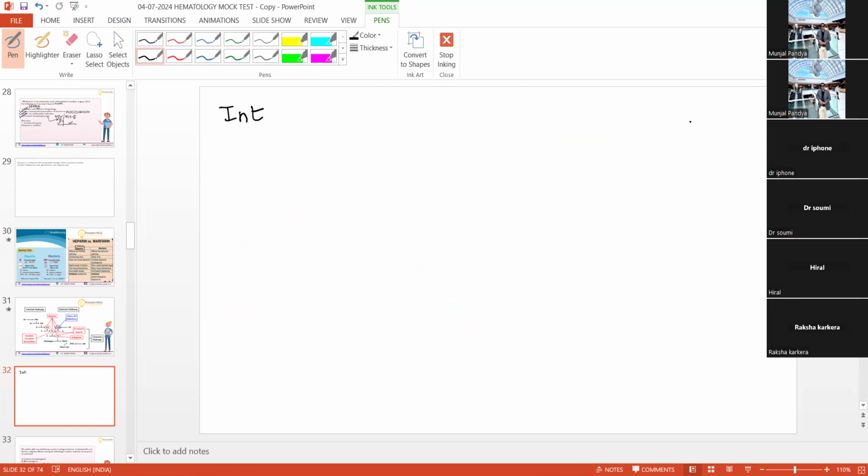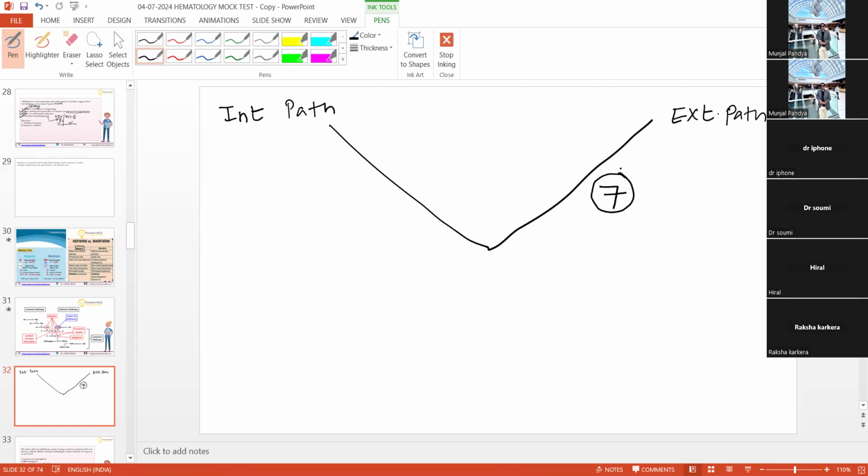If you listen to me for the next 2 minutes, you can answer any intrinsic, extrinsic pathway question. This is the extrinsic pathway. This is the intrinsic pathway. In the extrinsic pathway, there is factor 7. It is usually written in Roman numerals, but I am just putting it here. So remember in the simplest way, 7 is here, 8 is here, 9 is here, 7, 8, 9. Where is 10? So 10 is here. 2 multiplied by 5 is 10. This is how I remember.